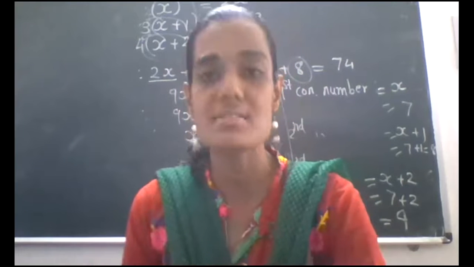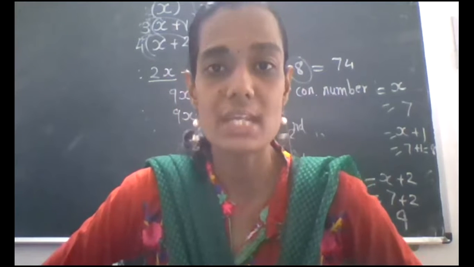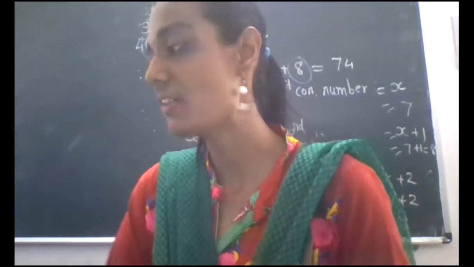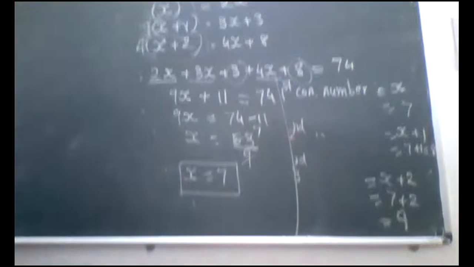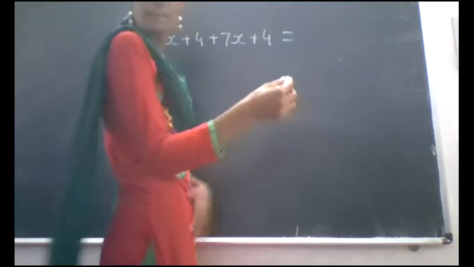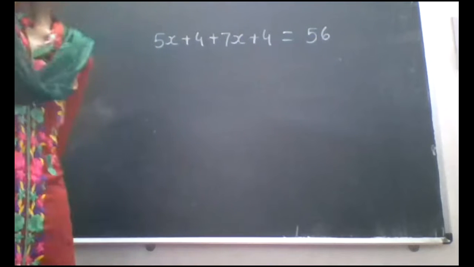Now what you have to do? You have to add up these ages and you will get the answer 56. So 5x plus 4 plus 7x plus 4 is equal to 56. That will become our linear equation: 5x plus 4 plus 7x plus 4 is equal to 56.